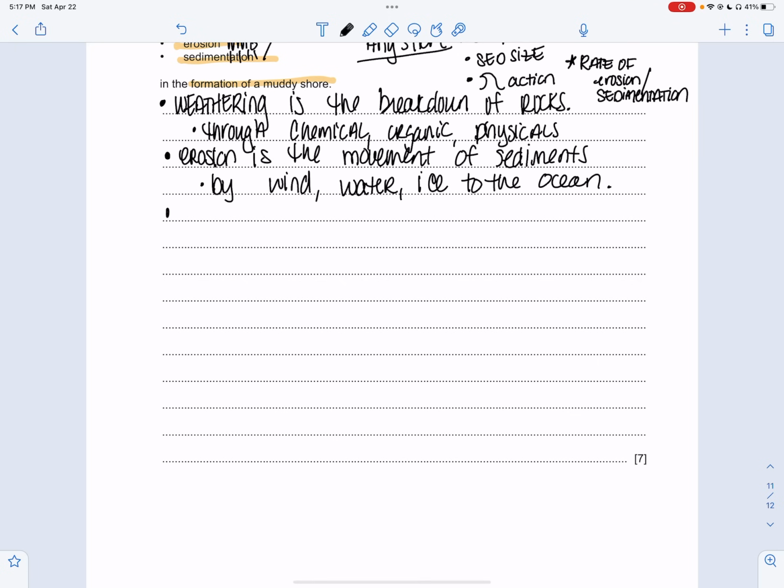Okay, ready? Muddy shores have flat or no slope. So flat slopes, with dot dot dot dot. Actually, I'll put it on the next mark. Sorry.